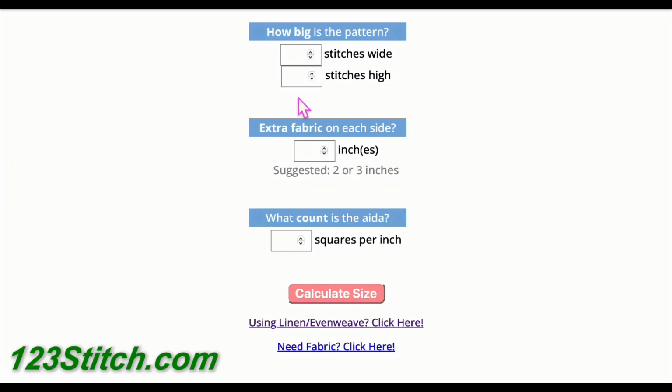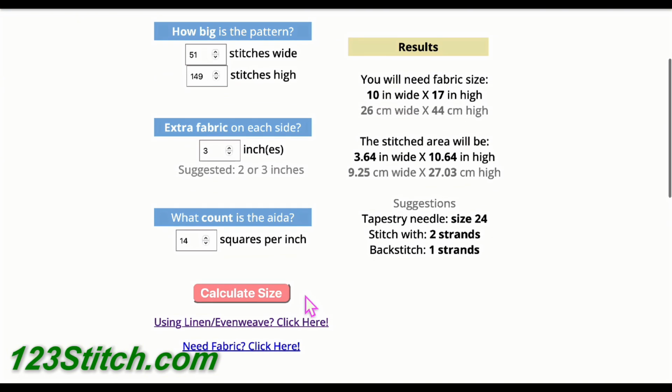Under how big is the pattern, we're again going to put in 51 stitches wide and 149 stitches high. For extra fabric on each side, we'll again put in 3. And for what count is the Aida, we're going to put in 14 squares per inch. When we click on Calculate Size, we can see that we will now need a fabric size measuring about 10 inches by 17 inches. The stitched area will be 3.64 inches wide by 10.64 inches high. And again, the suggestions for a tapestry needle would be a size 24, using 2 strands of floss for cross stitches and 1 strand for back stitch.